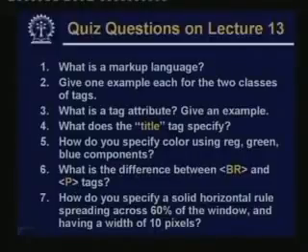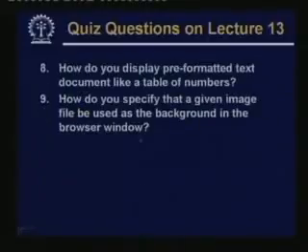How do you specify a solid horizontal rule spreading across 60% of the window and having a width of 10 pixels? How do you display a pre-formatted text document like a table of numbers or possibly a program code? How do you specify that a given image file be used as the background in the browser window?